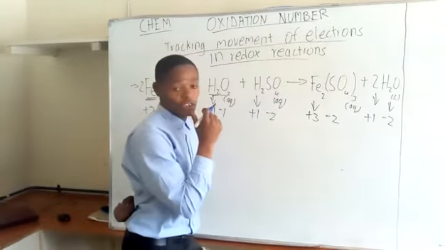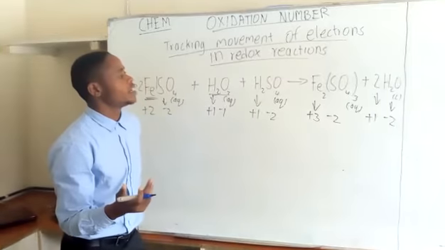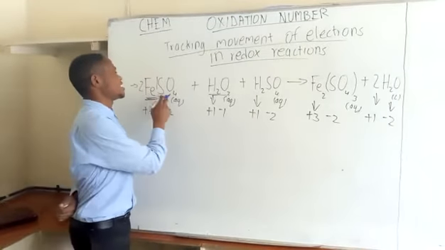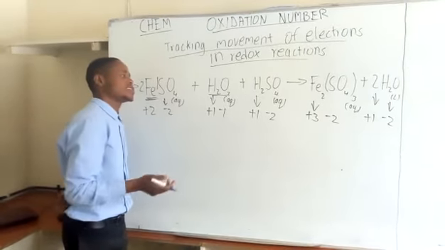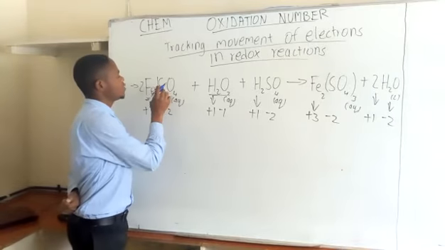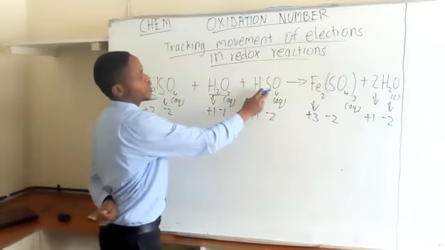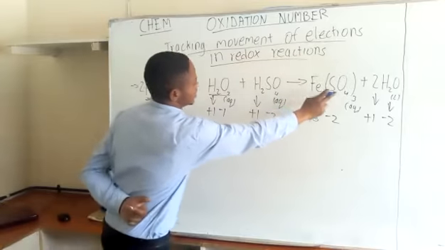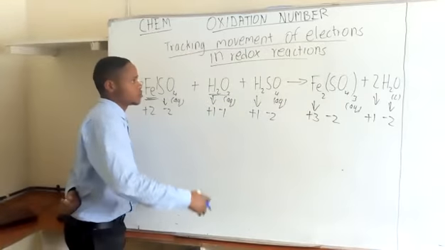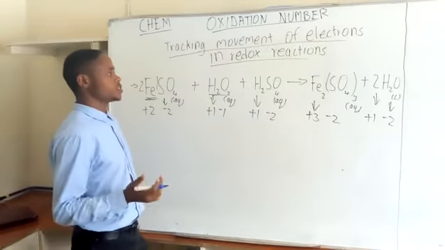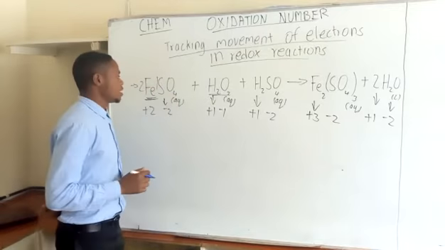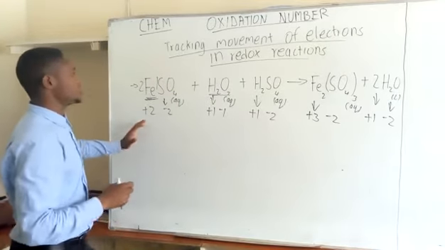If you're very keen, you should note that the sulfate is remaining the same. Here we have the sulfate, and from the acid, it's just remaining the same. So if we were to write the ionic equation, then we would omit it. Let's start with the first one. What is happening to iron?